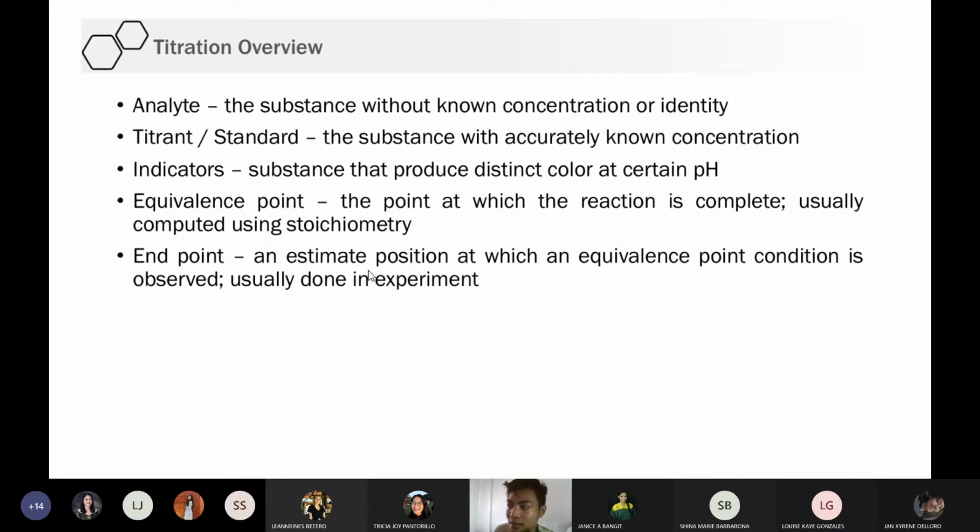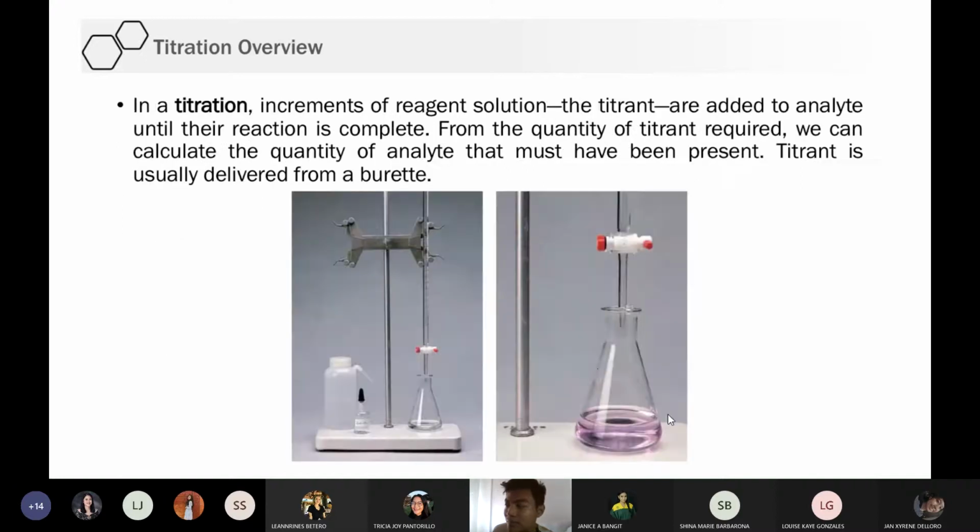Sabi natin, endpoint is an estimate position of equivalence point, kasi at endpoint, we will see color changes. Okay. So, ibig sabihin, itong faint pink color na to, this is a rough approximation of the equivalence point. Okay. So, pag nag-pink yan, endpoint yon, yung equivalence point, malapit doon. Okay. So, parang ganun lang yung idea niyan.